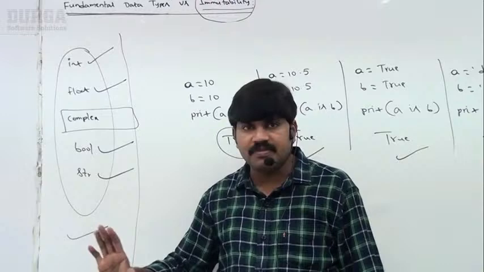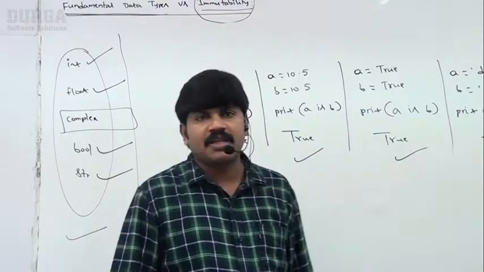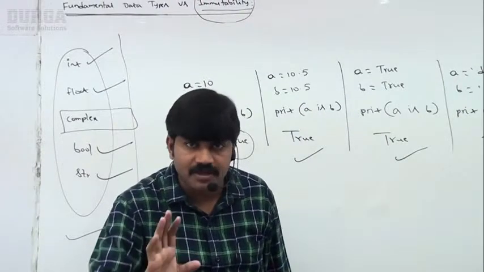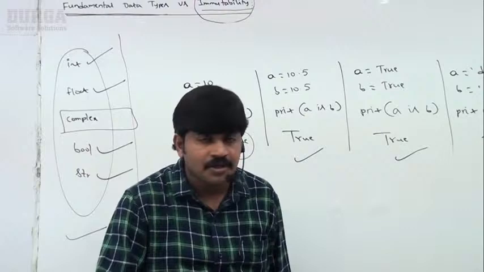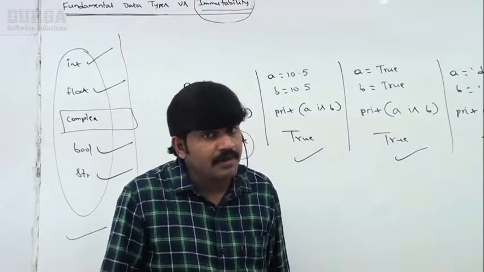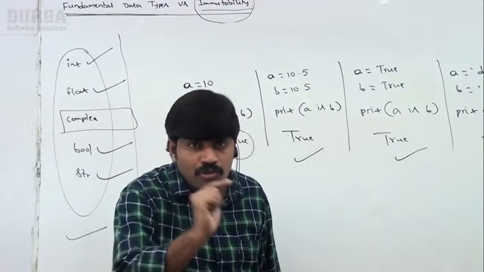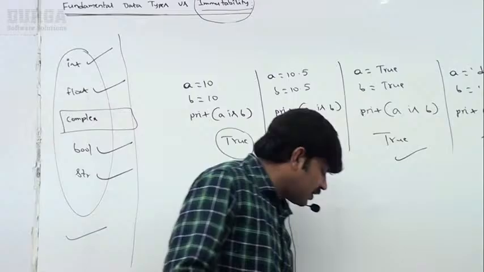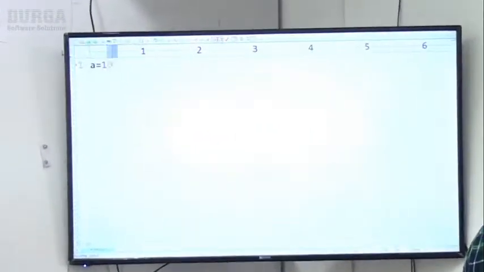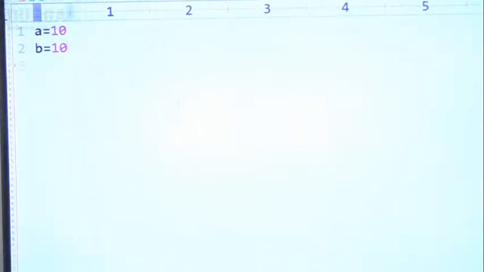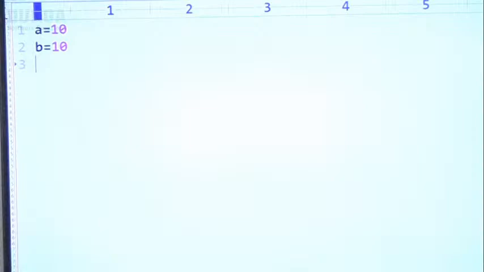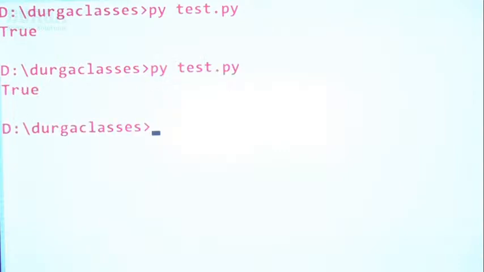Maybe the internal memory representation may be different because of some internal reason. But anyway, we are not going to use complex numbers that frequently. Don't worry about that. Observe carefully. Here a is equal to 10, b is equal to 10, print of a is b. What answer are we going to get? True itself is the answer.